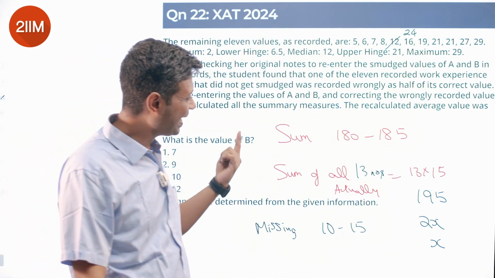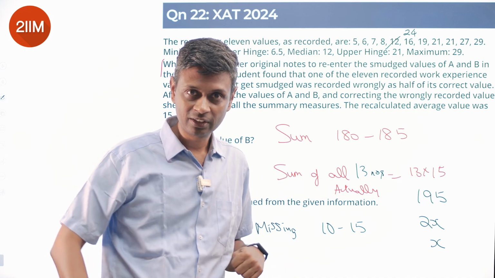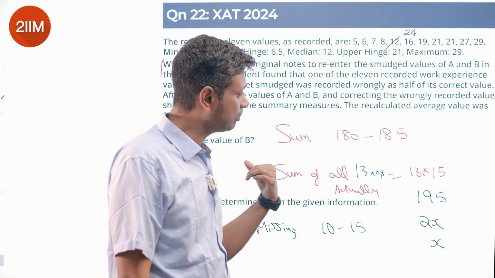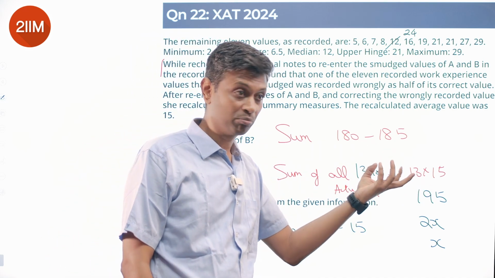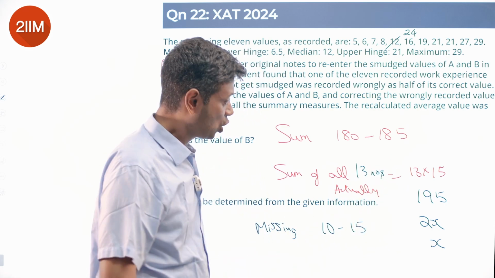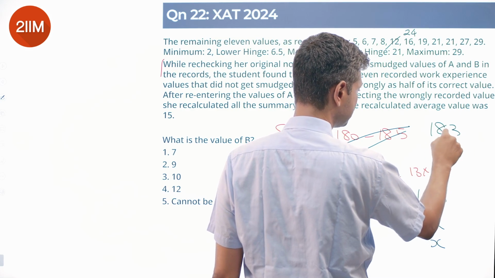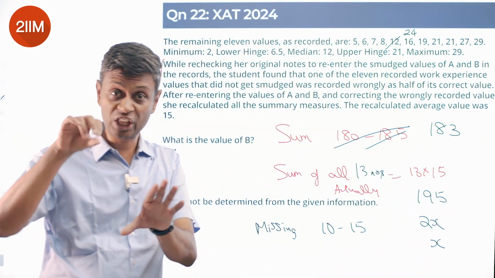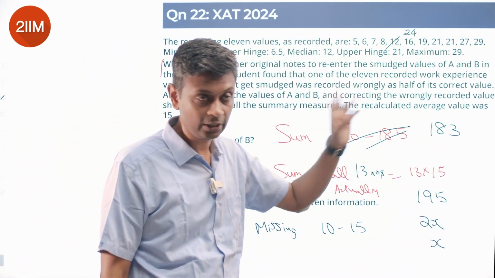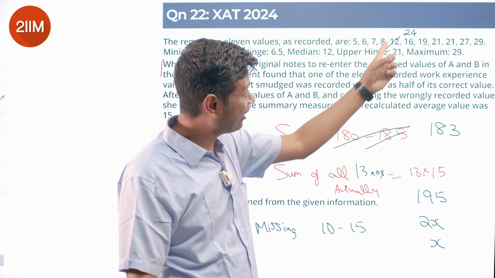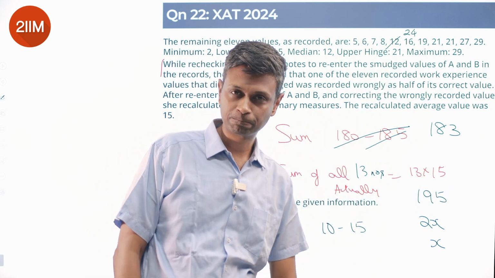So the 180 to 185 should have actually become 195 because I miscalculated by 12. This number is not 180 to 185 but 183. B is such that it goes to 183 and then I missed out 12, it takes me to 195.